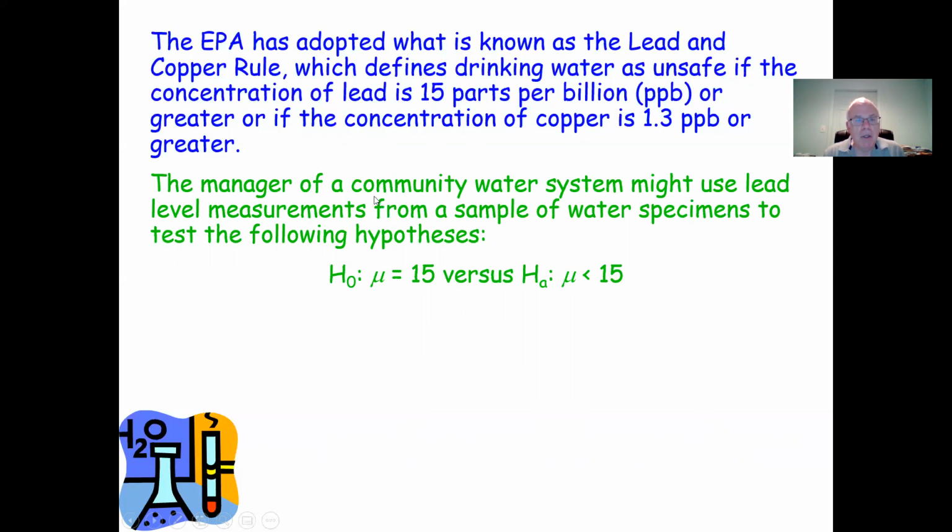Now, the manager of a community water system might use lead level measurements from a sample of water specimens to test the following hypotheses. In this case, they're giving the hypotheses because it's not clear what they're really testing. But in this case, the alternative hypothesis is saying what? It's saying the water's safe, because in the problem, if it's 15 or greater, it's unsafe. So the alternative is it's safe, because that's the purpose of the community water system, to make the water safe. So they're going to test to see if the water is safe, right? The null hypothesis, mu is equal to 15, is really the unsafe case.